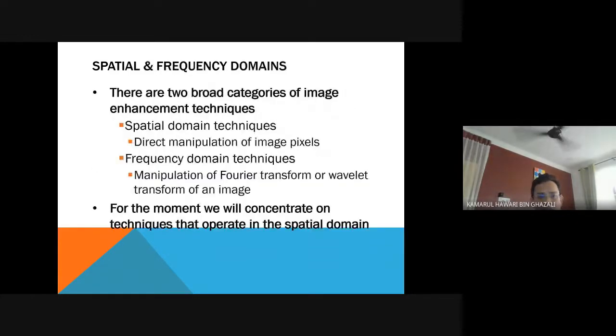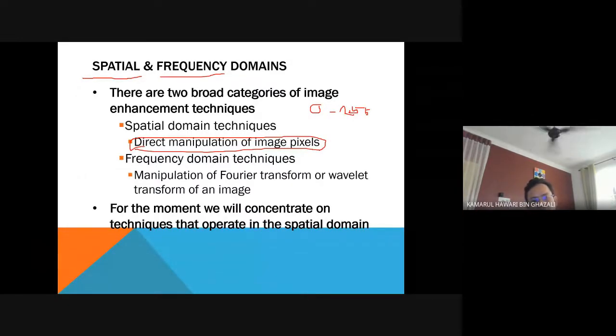Okay. So let's look at this spatial and frequency domain. Our image processing analysis can be done in the spatial domain and also in the frequency domain. Spatial domain is direct manipulation of image pixels. I explained to you at the beginning of this class, the exercise just now. If you have like f(row, column), that one is the direct manipulation of image pixels. You have the image pixel 0 to 255, right? So what is the meaning of 255? What is the meaning of 0? So this one is all about direct manipulation of image pixels. You look at the pixel, then you interpret it, you analyze it by using some method or some technique. So this we call the spatial domain.